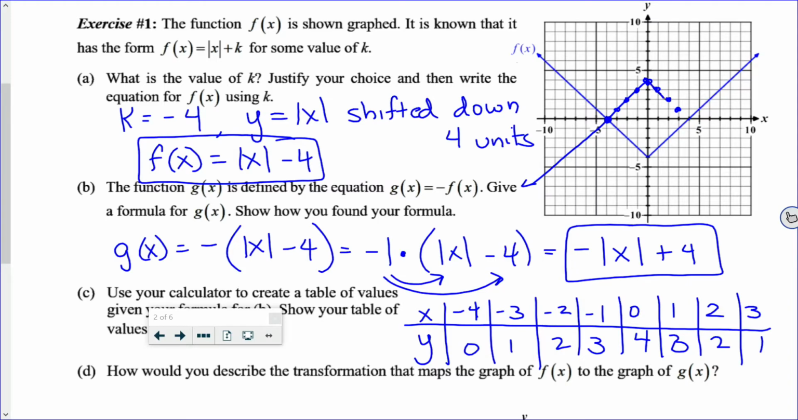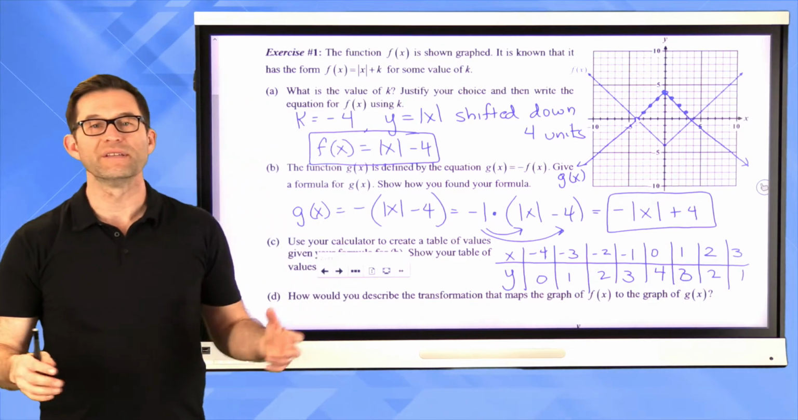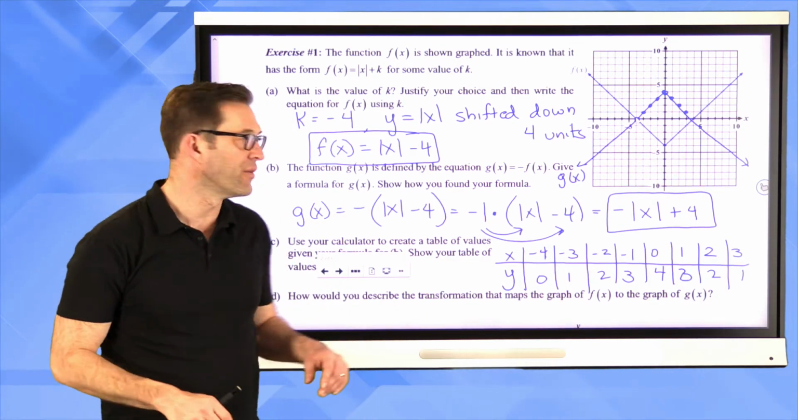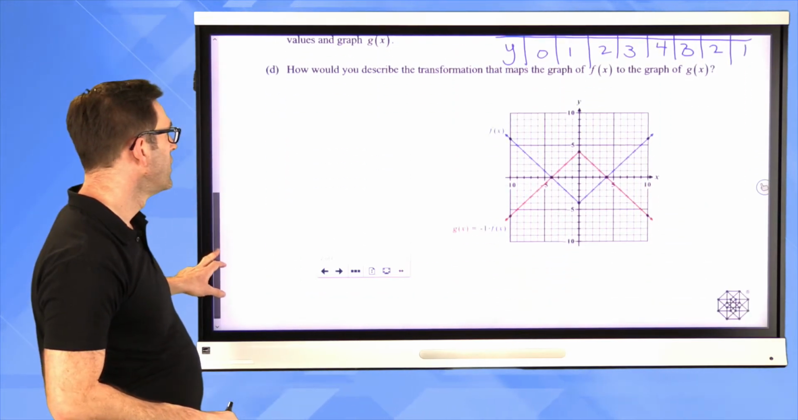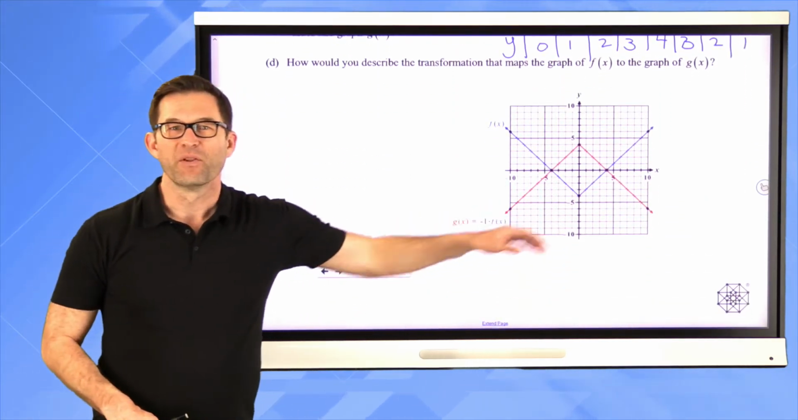We've got that, and there's our g of x. All right, which is exactly what we see on the graphing calculator if it was still open. All right. Here we have them a little bit better in color.